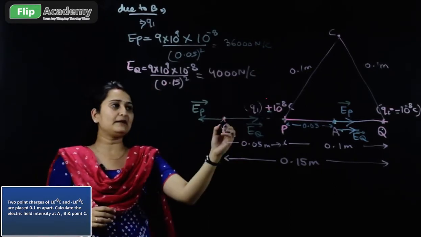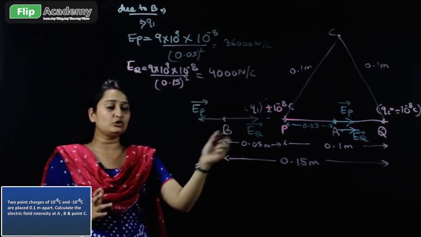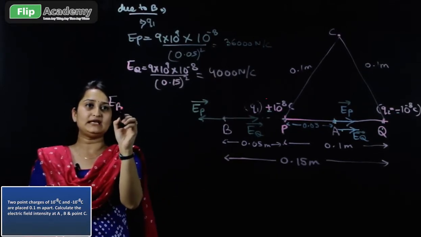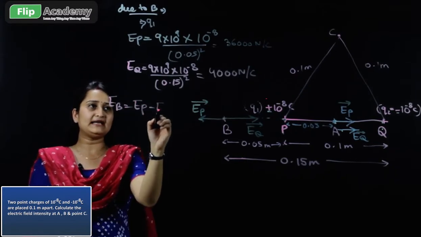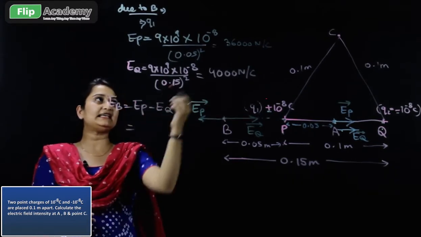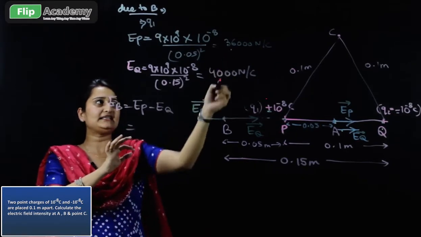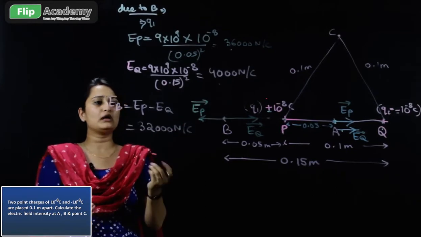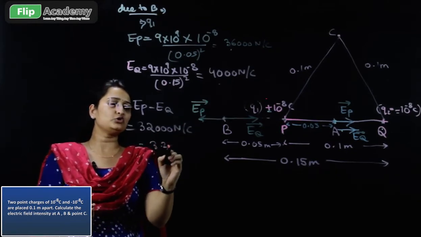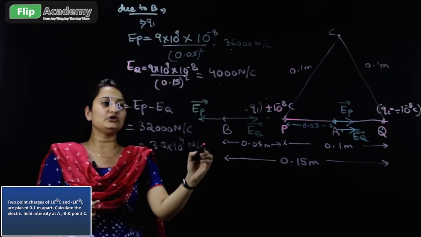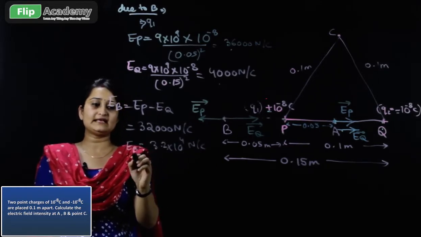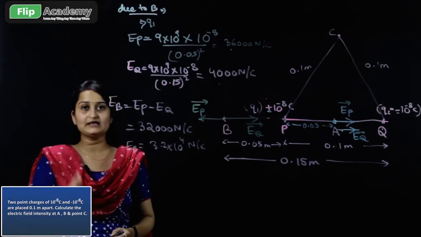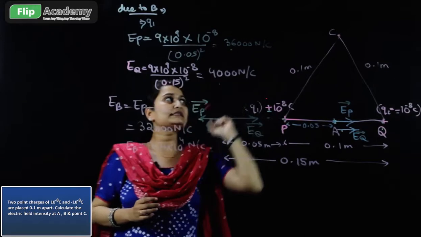But in this diagram at point B, you can see EP and EQ are going in opposite directions. So what is the net electric field at point B? The net is EP minus EQ. EP is given to you, so on subtracting these two values, you will get 32,000 Newton per Coulomb, or we can say 3.2 into 10 raised to the power 4 Newton per Coulomb. So this is the electric field intensity calculated at point B. Now let's move on to the next step, that is to find the electric field intensity at point C.